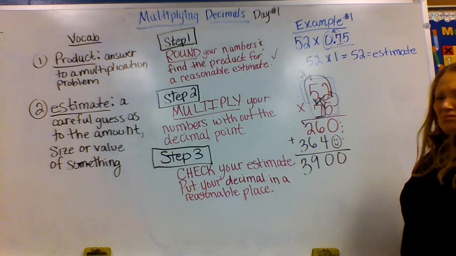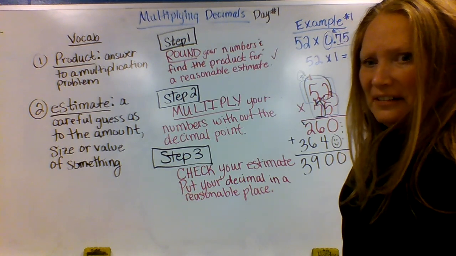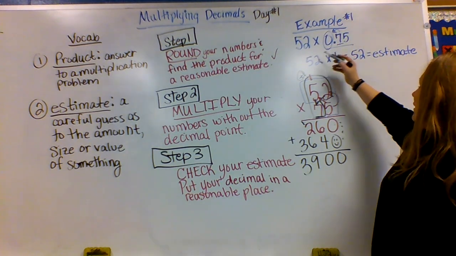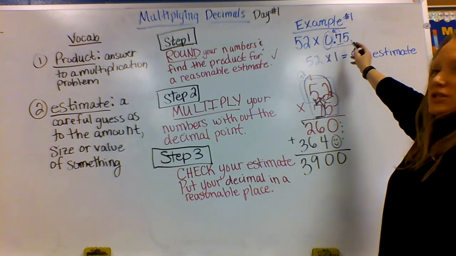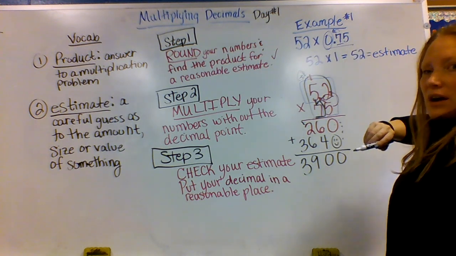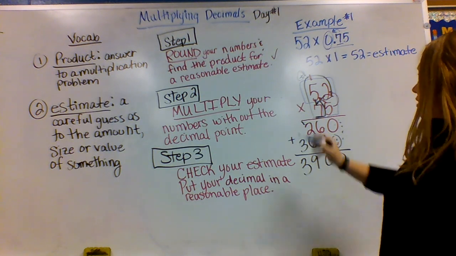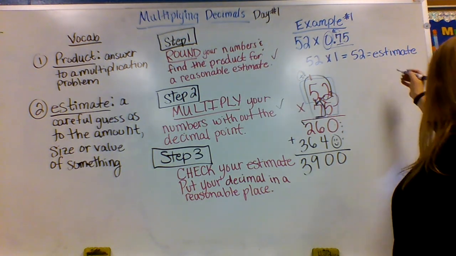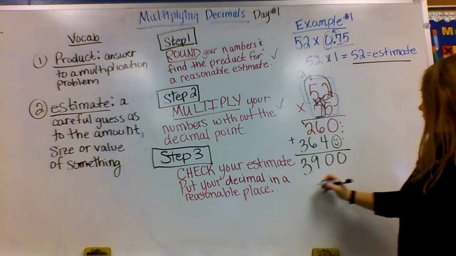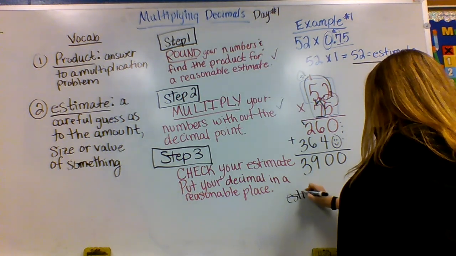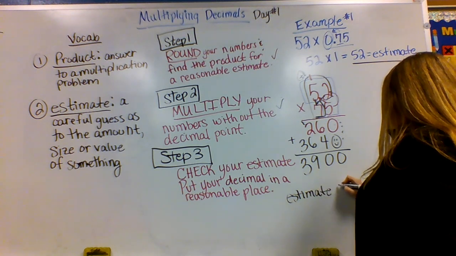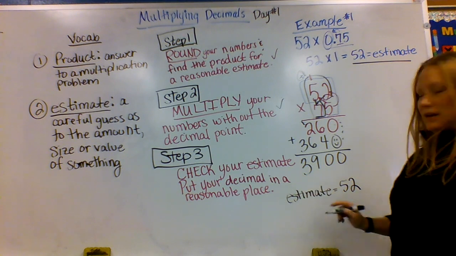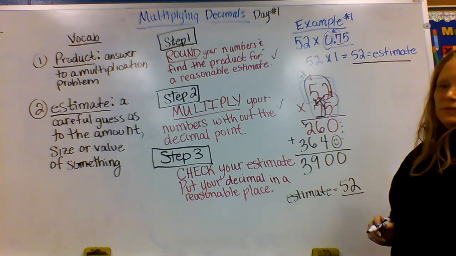So, that looks like 3,900. That doesn't seem right. Okay. I started off, I had 52 candy bars and each weighed 7,500 hundredths of a pound. So now, I just multiplied. Now it says check your estimate. So here's my estimate. My estimate's 52. Your estimate is 52. I need to figure out where I'm going to put my decimal to make this close to 52.